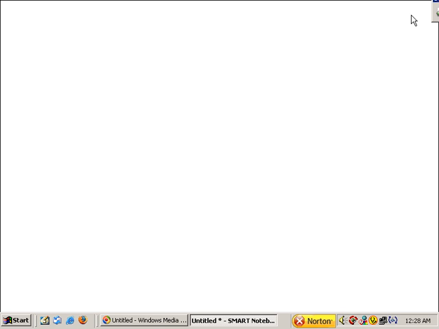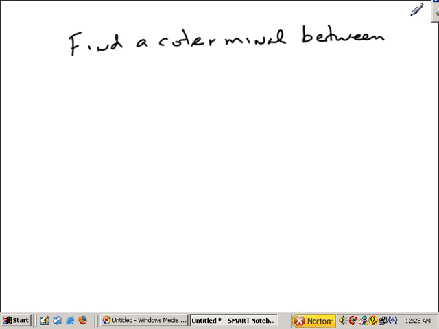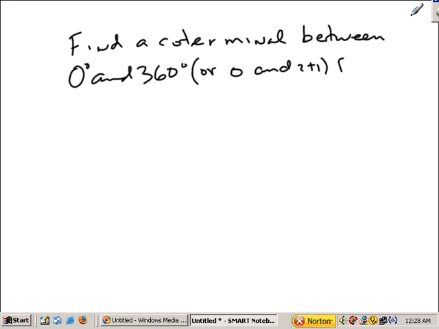Okay, so now I'm going to give you an angle. I want you to find the coterminal, not just any old positive coterminal, but one between 0 and 360. Find the coterminal between 0 degrees and 360 degrees, or 0 and 2 pi, for each given angle.